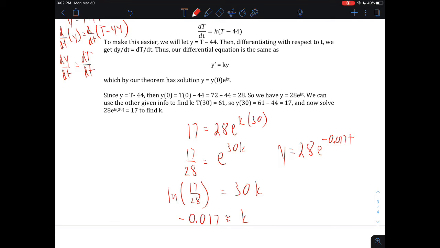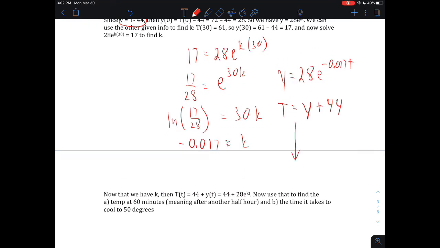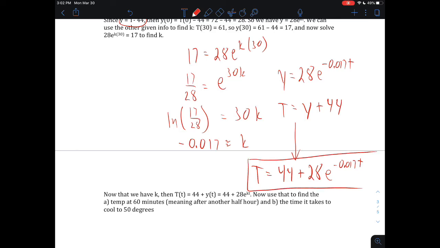And then if we want to know what capital T is equal to, we're again just going to go back to y is equal to capital T minus 44, which means capital T is just equal to y plus 44. So our function for temperature is just capital T equal to 44 plus 28 e to the negative 0.017 t. So now that we have that, we're going to use that to find the answers to our two questions.